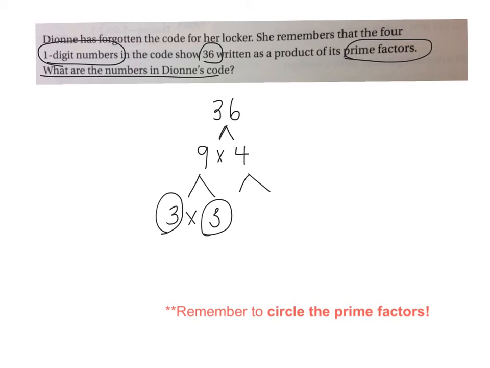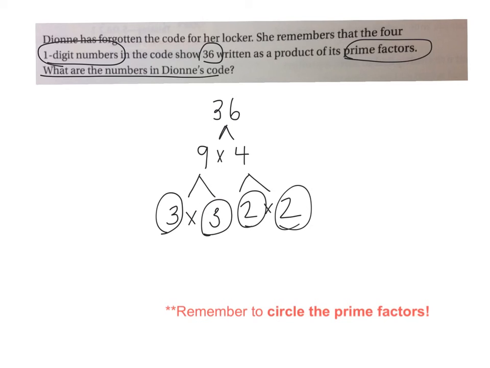Joseph? 2 times 2. Okay. Now let's check in. Is 2 a prime number? Yeah. We can circle it. Now let's check in. Are all our branches at the bottom, are they all circled? Yes. That means that we've broken everything down to its prime number form, and we can write out our answer.